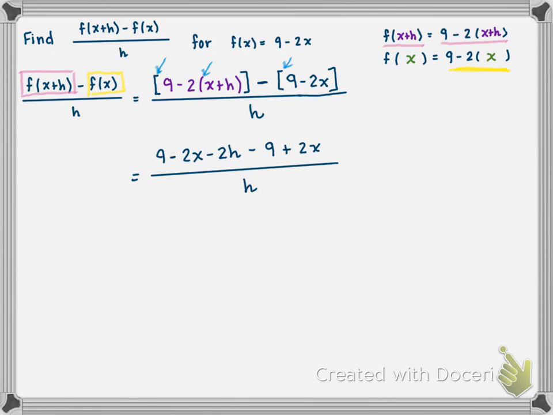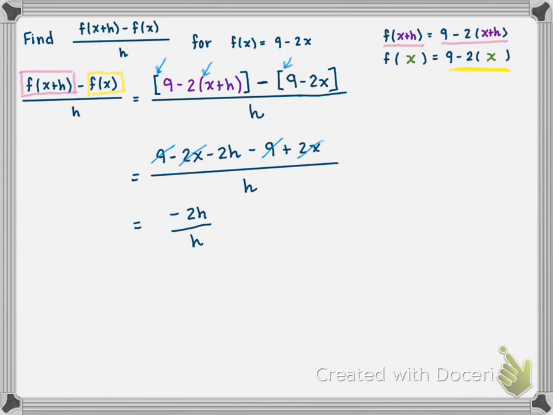If you just start slashing stuff out because you know that's what's supposed to happen, then you miss that opportunity to check if you made a mistake distributing or anything like that. So we go through piece by piece, and 9 minus 9 is in fact 0. Negative 2x plus 2x is in fact 0. That tells me that I probably didn't make any sign errors. And then we're just left with negative 2h over h.